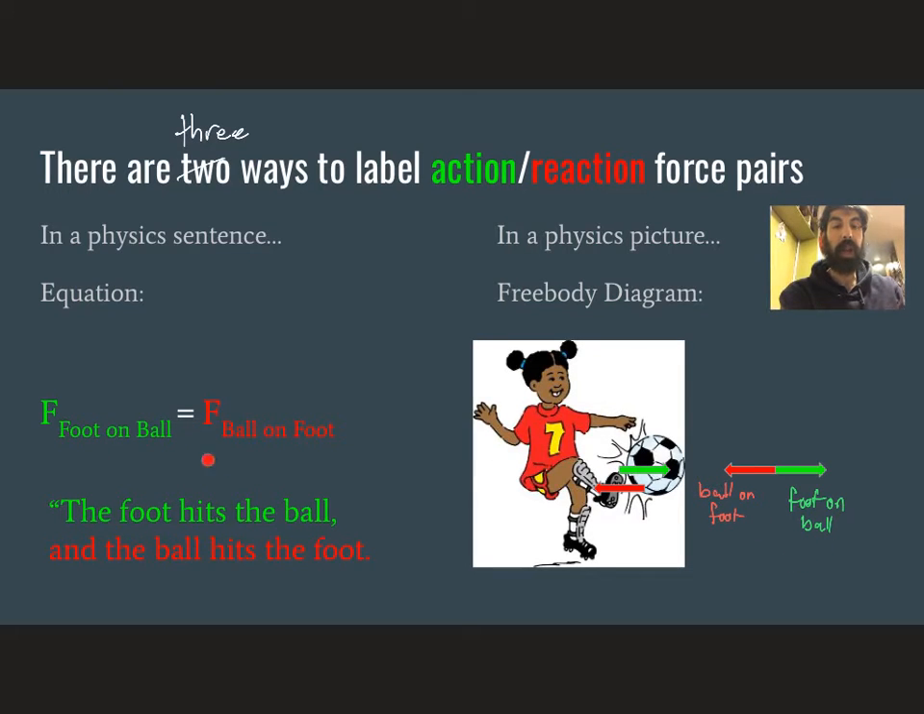You can also write an equation where you write F and then a little subscript. The force of the foot on the ball is equal to and opposite the force of the ball on the foot. That little negative sign just tells you that these forces go in the opposite direction. Finally, you can write a sentence. The foot hits the ball and the ball hits the foot. Three ways to write and label an action-reaction pair. You will do this for your independent work.